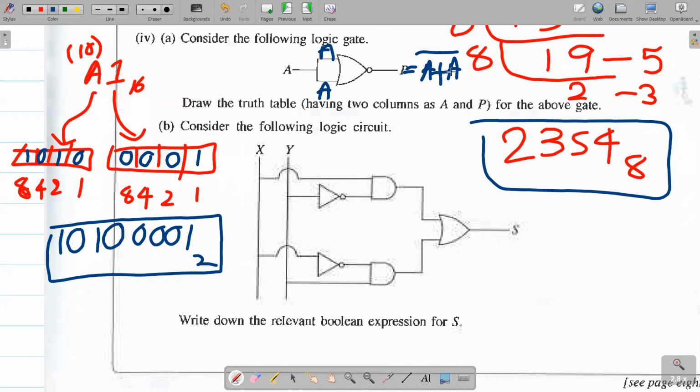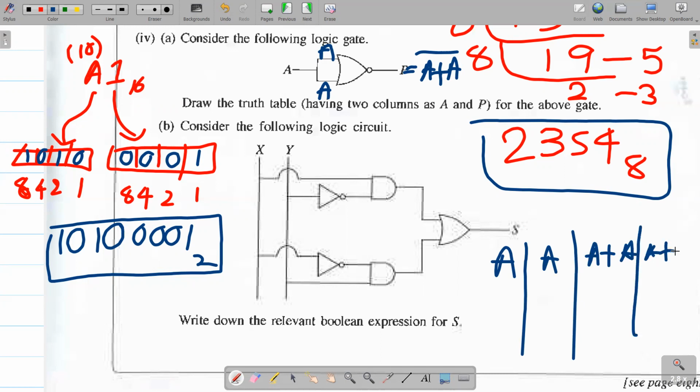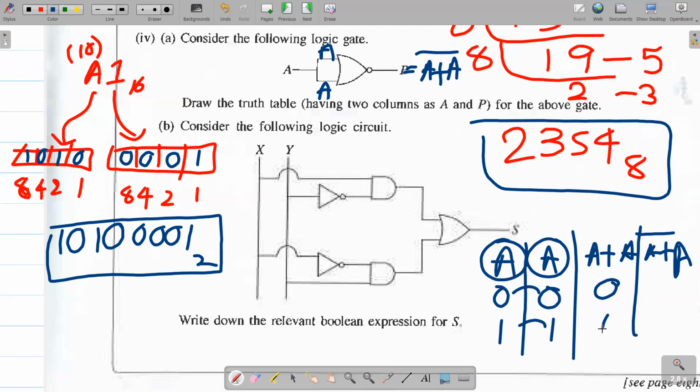It's the NOT gate. So that means you have to write an A and another A, same thing. Then you have to figure out A plus A, which is the very final answer that you are going to take. So if A is 0, this is also 0 because these are identical. If A is 1, this is 1 as well. So A plus A means 0 plus 0 is 0, and 1 plus 1 is 1. And the complement of it is 1 and 0.